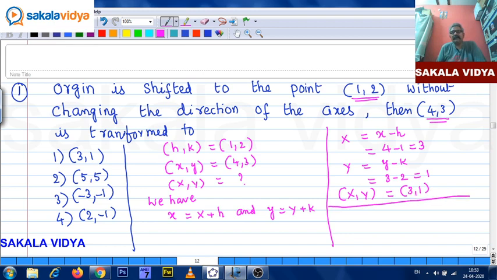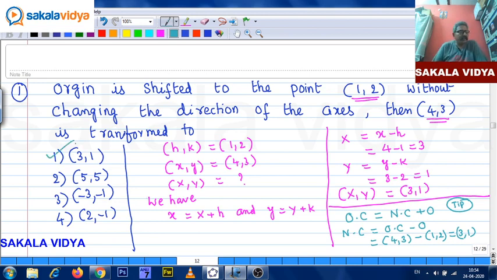But there is an easiest method, a shortcut method. New coordinates is equal to old coordinates minus origin. Old coordinates are 4,3 minus the origin shifted to 1,2. Just like the difference of matrices, 4 minus 1 is 3, 3 minus 2 is 1, so 3,1. This is an easy tip. So, the first option is the right option.